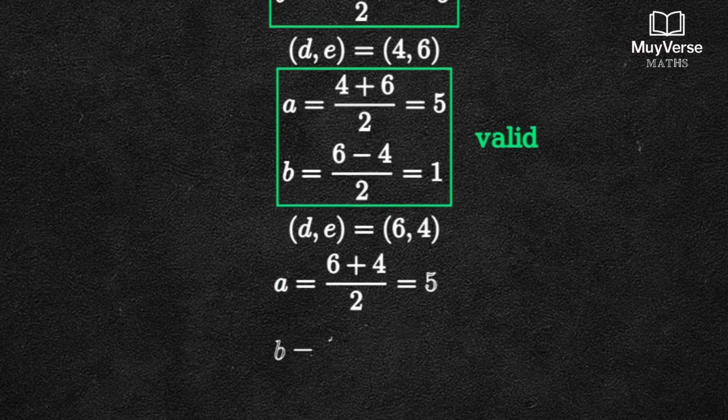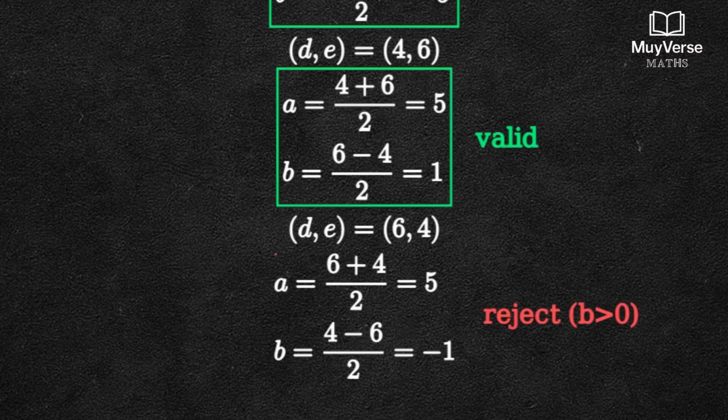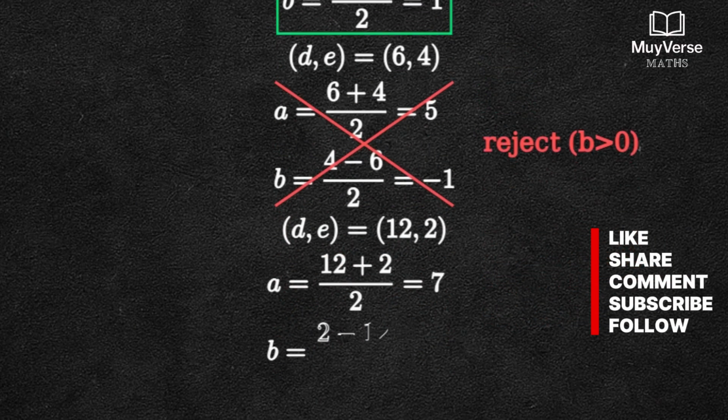The valid ordered pairs are a equals 7, b equals 5, or a equals 5, b equals 1. Quick check. 7 squared minus 5 squared equals 49 minus 25 equals 24. And 5 squared minus 1 squared equals 25 minus 1 equals 24.